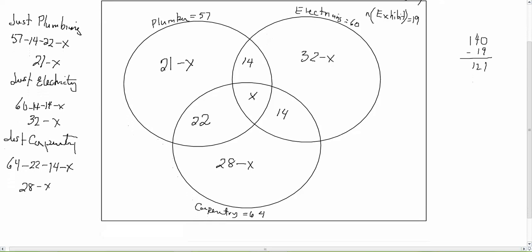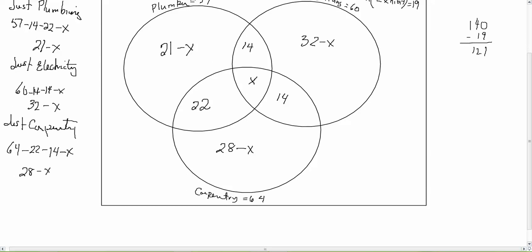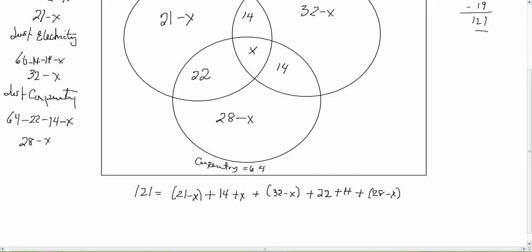Now, we know that if we take each of these individual pieces and add them together, they should add up to 121. So we have 121 is equal to 21 minus x plus 14 plus x plus 32 minus x plus 22 plus 14 plus 28 minus x. And so now we need to do some calculations and simplify this.